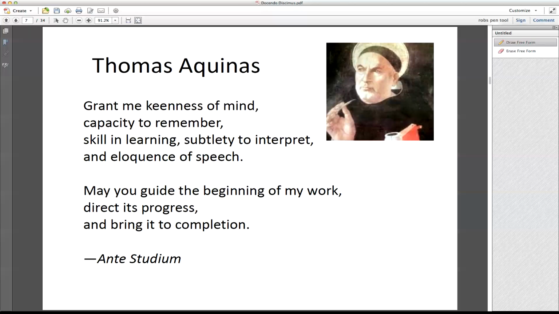And now we're on to the matter at hand. Thomas Aquinas would pray this prior to doing his educational work. He would pray: grant me keenness of mind, capacity to remember, skill in learning, subtlety to interpret, and eloquence of speech. May you guide the beginning of my work, direct its progress, and bring it to completion.